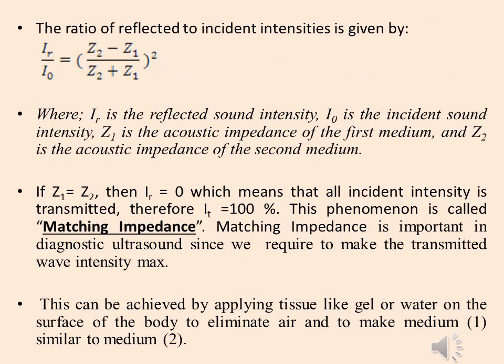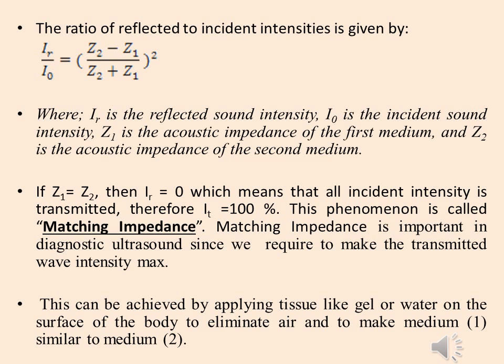The ratio of reflected intensity, Ir, to incident intensity, I0, in terms of the acoustic impedance for the two media is given by the following equation, where Z1 is the acoustic impedance of the first medium, and Z2 is the acoustic impedance of the second medium. If Z1 equals Z2 in the above equation, then I reflected is equal to 0, which means that all incident intensity is transmitted, which is the recommended case.